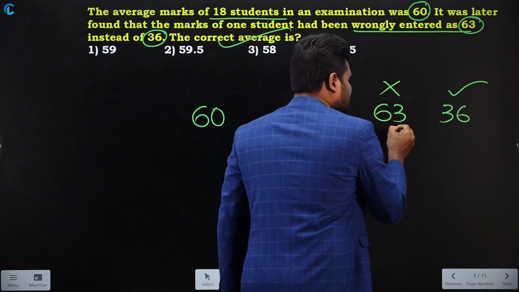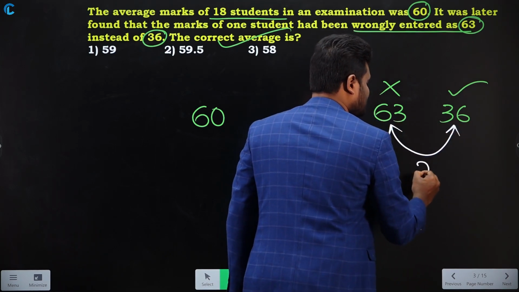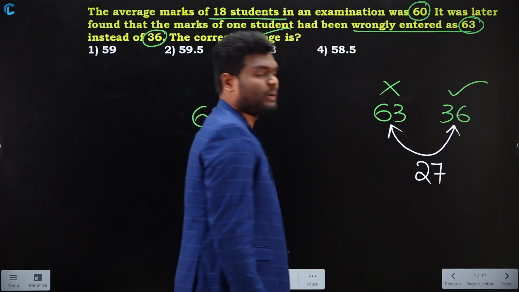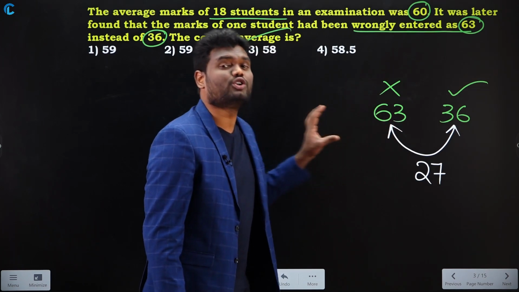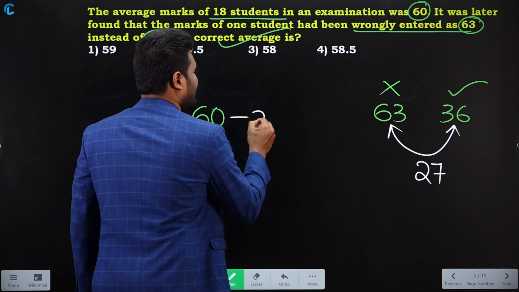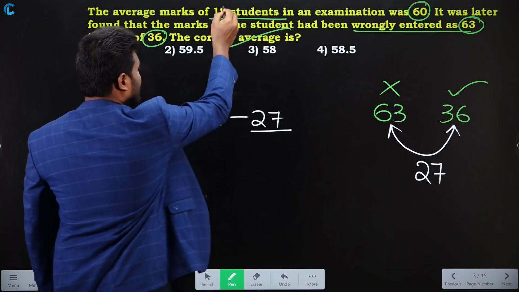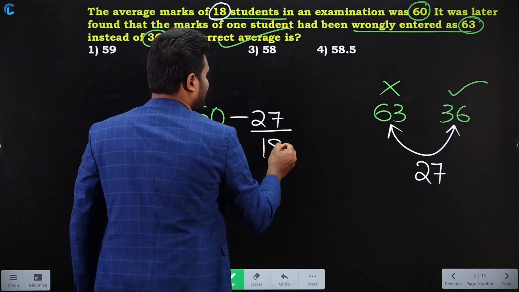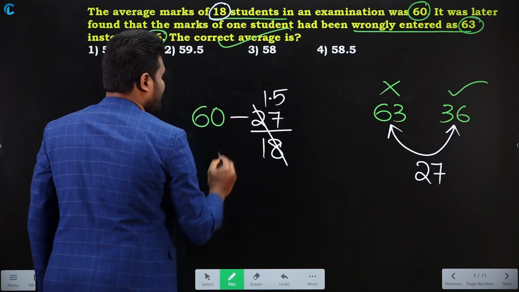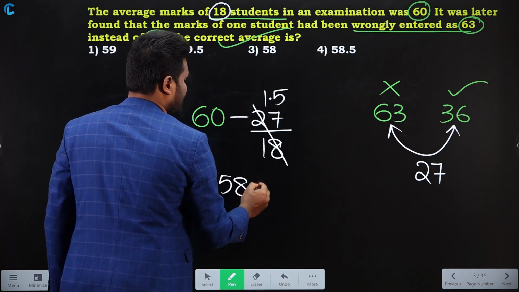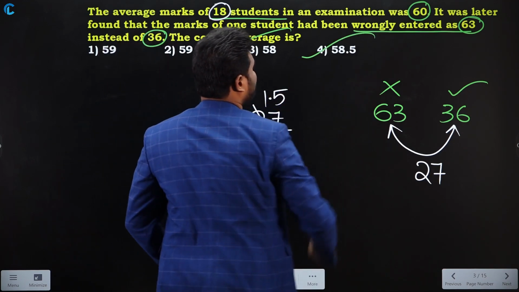So calculate here the 63, 36 difference. What is the difference between 63 and 36? The difference is nothing but 27. Yes or no? In this, the wrong value is more. As the wrong value is more, you need to subtract it. So minus 27. But don't forget, while subtracting or adding, you need to distribute. So you need to distribute for a total of 18 students. So divide by 18. So now this is going to be 1.5. So the correct average is nothing but 60 minus 1.5, which is 58.5. Yes or no? So I can say that the answer for this question is 58.5.